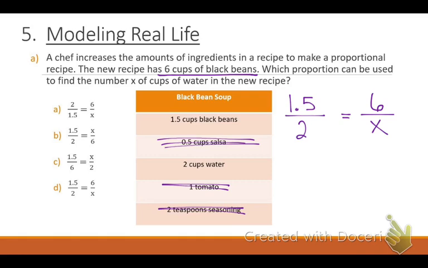So now that I know that, guess what? I can cross product. Actually, I don't even have to solve it yet. I forgot we have options over here. All it wants to know is A, B, C, or D, the ratio or the proportion I would use. Which one does this match with, A, B, C, or D?